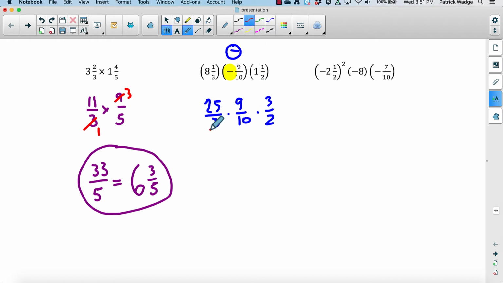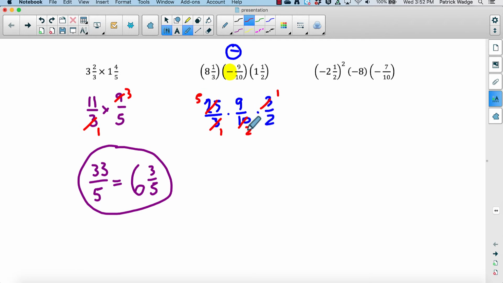Well, look, I see a 3 and a 3. Why don't we do those? Those will both turn into 1, because you can divide them by 3. I see a 10 and a 25. You could divide both of those by 5. So that'll give you 5 up here. 25 by 5 is 5. And 10 divided by 5 is 2.